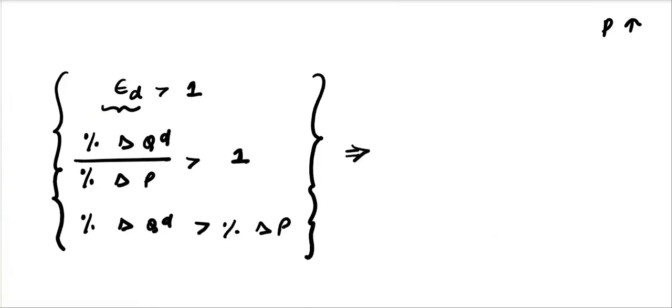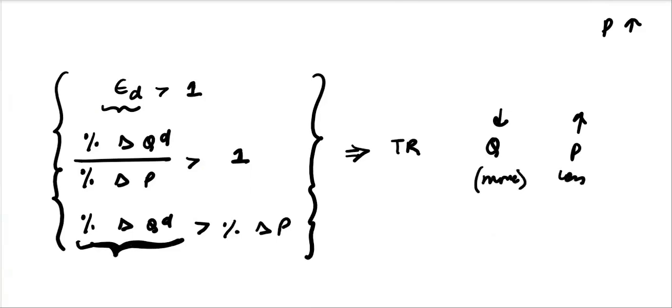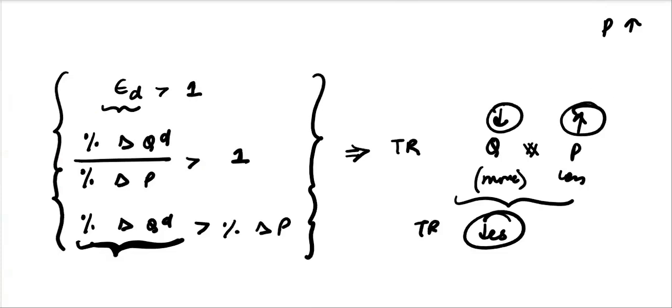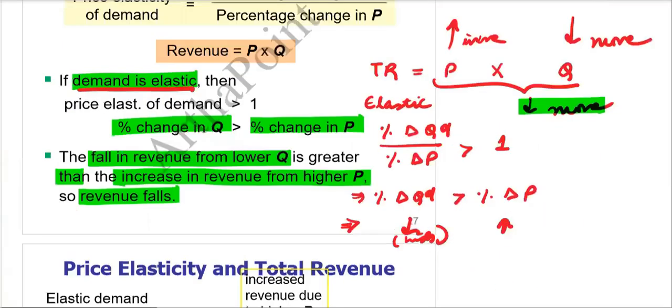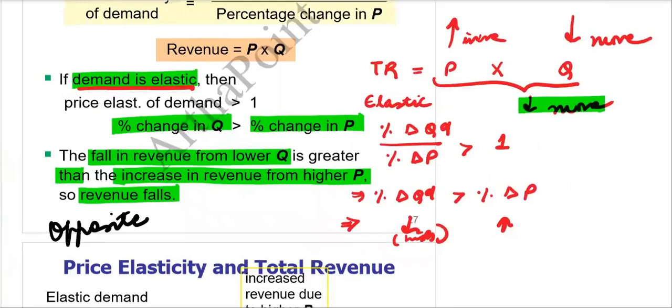this implies that in total revenue, when price is increasing, quantity is decreasing, but the decrease in quantity is more. See, the change in quantity is more. So this is more, this is less, and since they're getting multiplied, the effect is a decrease. The decrease is more than the increase. So total revenue decreases when price increases, when elasticity is greater than 1. So they move in opposite directions.